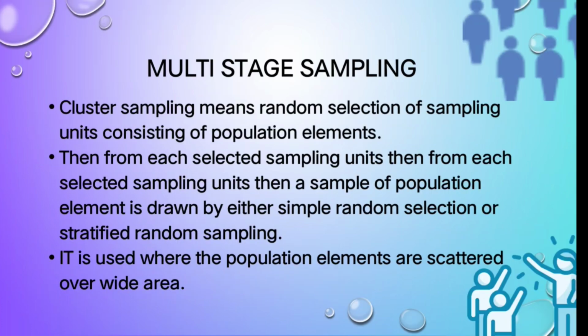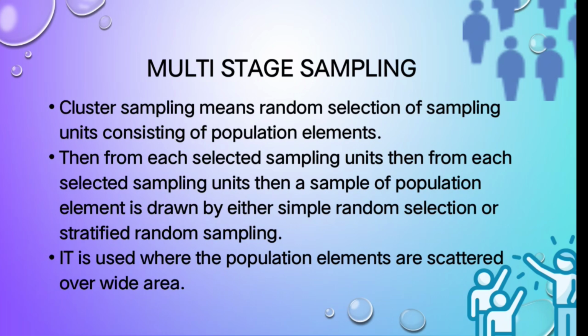Next is multi-stage sampling. Cluster sampling means random selection of sampling units consisting of population elements. Then from each selected sampling unit, a sample of population elements is drawn by either a simple random selection or stratified random selection. It is used where the population elements are scattered over a wide area. So multi-stage sampling means, first, I wanted to do the study on the pregnant mothers.